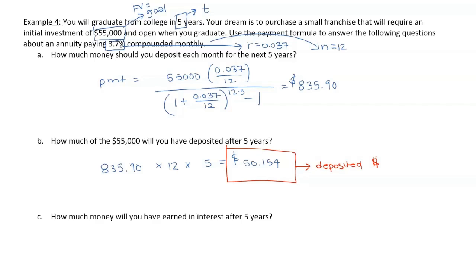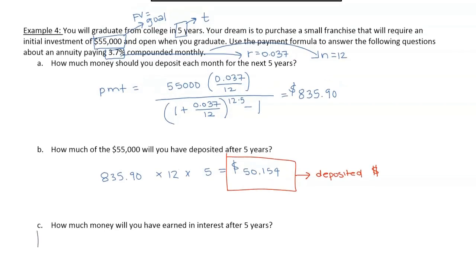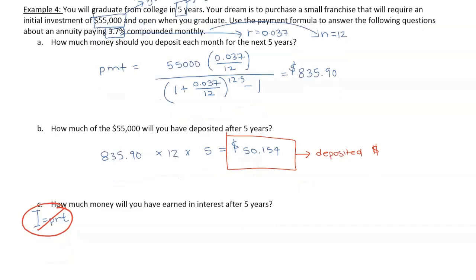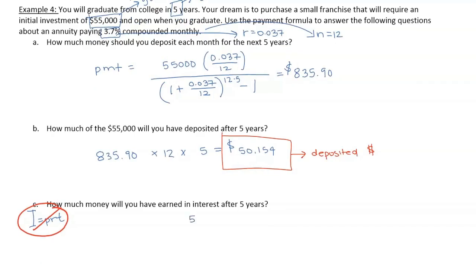So that's how we get to the $50,154. All right, for part C, we are asked to find the amount of interest earned. Just a reminder, we cannot use I equals PRT here because that formula is for simple interest, and we're not doing simple interest. So we put in our $50,154 into the account, and after 5 years, the account now has $55,000 in it. So I will just subtract these two values to get $4,846 in interest that was earned.